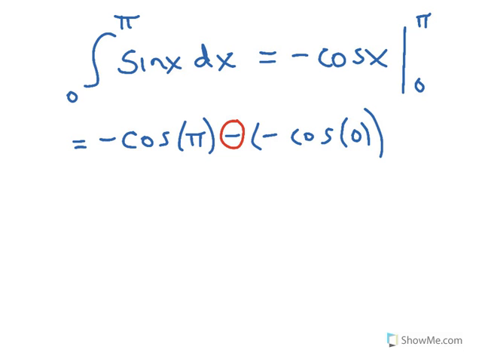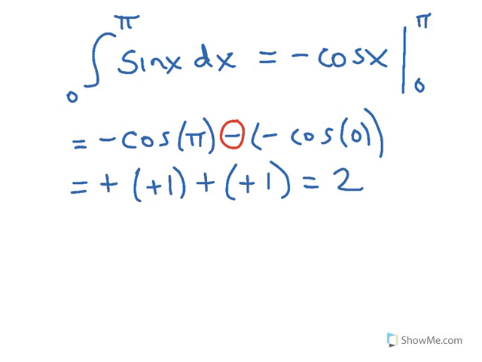Okay, so now we simply have to actually do the evaluation. The value of cosine pi is -1, but I'm taking the opposite of -1 minus, and now we have another negative. The cosine of 0 is 1. So notice that all these negatives sort of cancel each other out here, and we end up adding 1 plus 1, which is still 2. Now keeping that in mind, we're going to try another example.